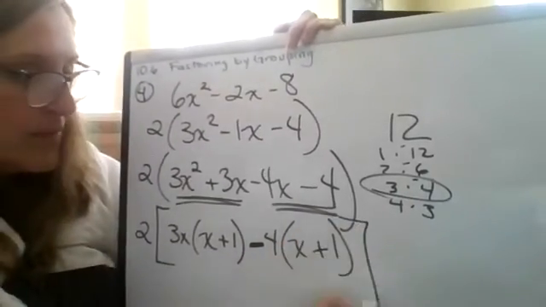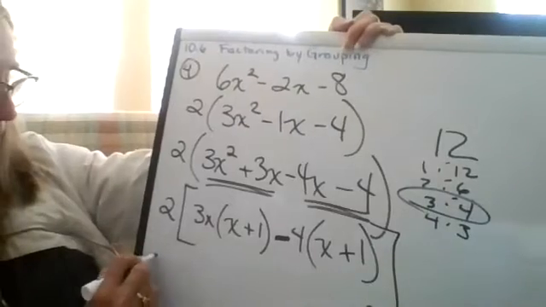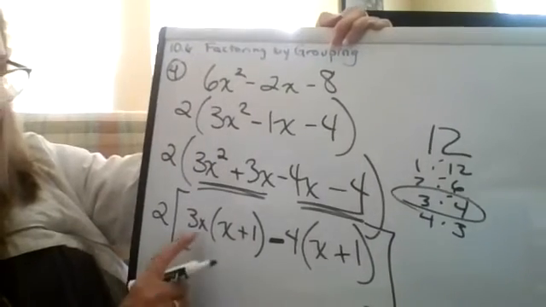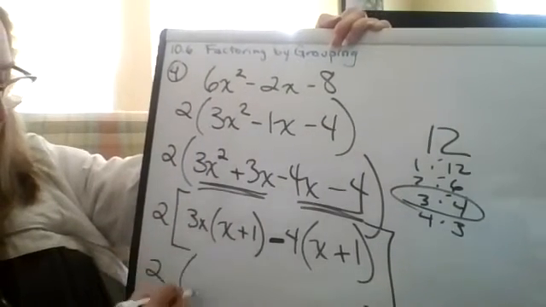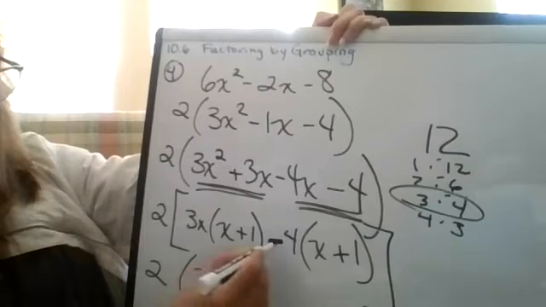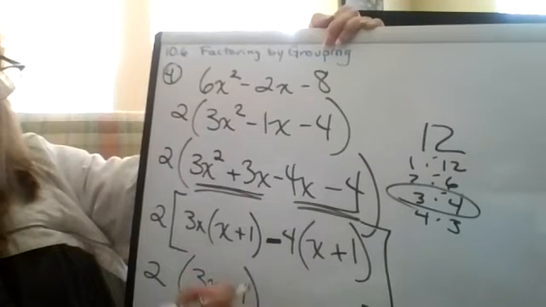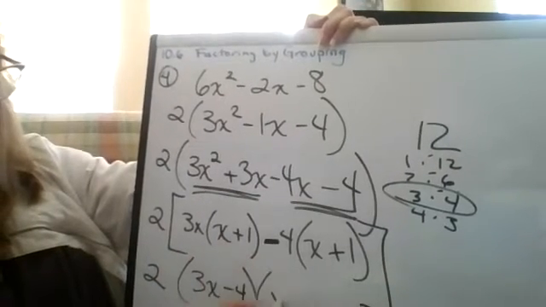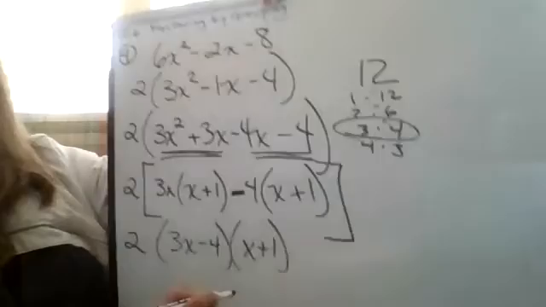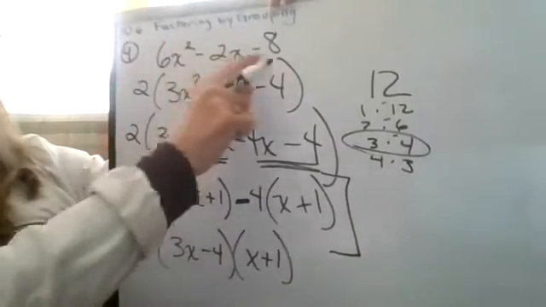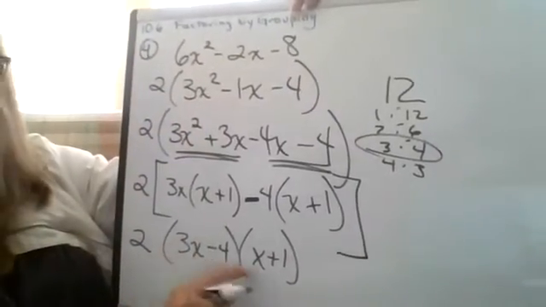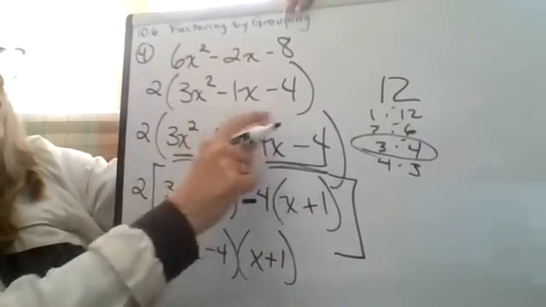Okay. Putting this back in the brackets just to clean it up. And this will equal, now I'll rewrite it as 3x minus 4, and this times x plus 1. All of this right here is equivalent to what we started out with. Let's FOIL this and see if we end up with this right here.